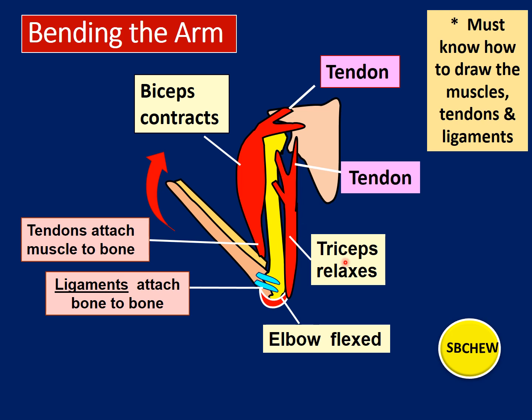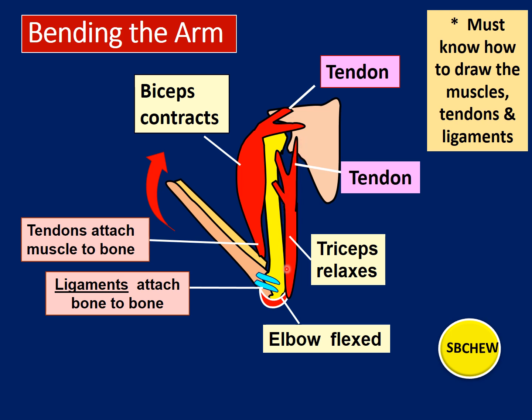Tri means 3, so it has 3 tendons of origin. 2 are attached to the humerus, and one is attached to the scapula. So you have to memorize this. For biceps, 2 tendons attached to scapula. For triceps, 2 tendons attached to humerus and 1 to scapula.